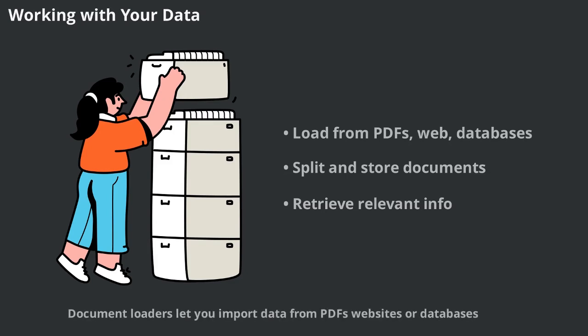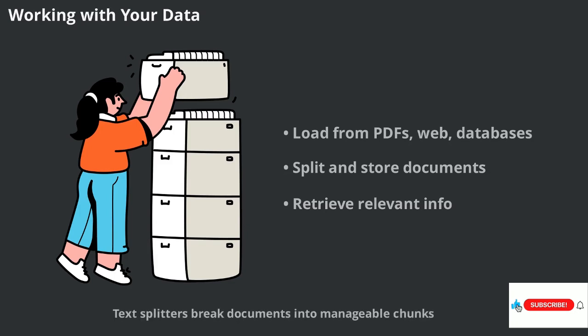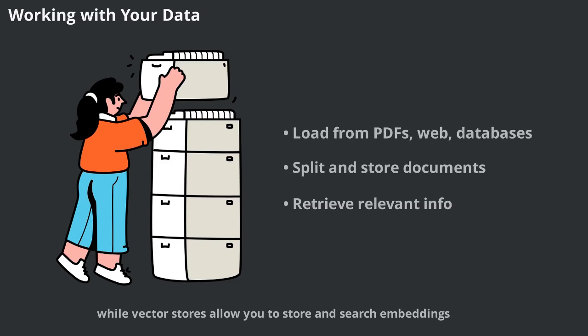LangChain makes it easy to work with your own data. Document loaders let you import data from PDFs, websites, or databases. Text splitters break documents into manageable chunks, while vector stores allow you to store and search embeddings. Retrievers fetch relevant documents, enabling your AI to access the right information at the right time. This data-centric approach is key for building powerful, context-aware applications.